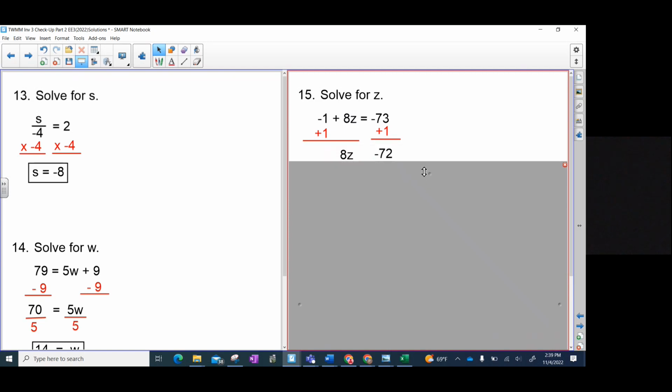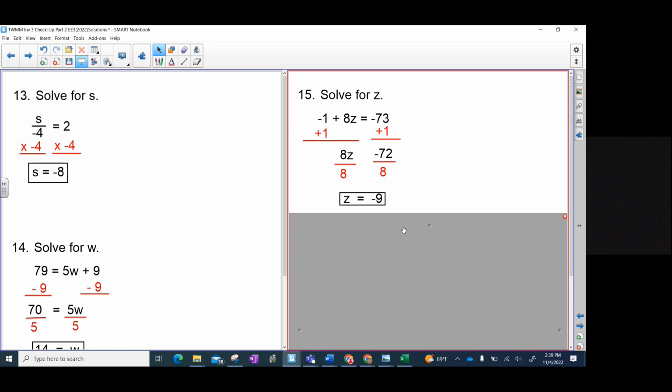-73 plus 1 is -72. So we have 8z on the left is equal to -72. 8 next to the z means multiply. So to get rid of that or simplify it to 1z, we need to divide by 8. And -72 divided by 8 would get me -9. So z is equal to -9.